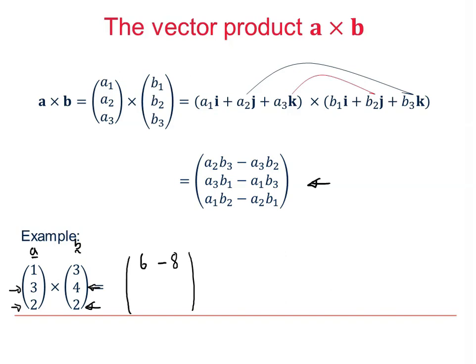Similarly, a3 b1 is 6, and we're subtracting from that a1 b3, which is 2. Then a1 multiplied by b2 is 4, and then minus 3 times 3 is 9. So that gives us a value of negative 2, negative 4, beg your pardon, plus 4, negative 5.